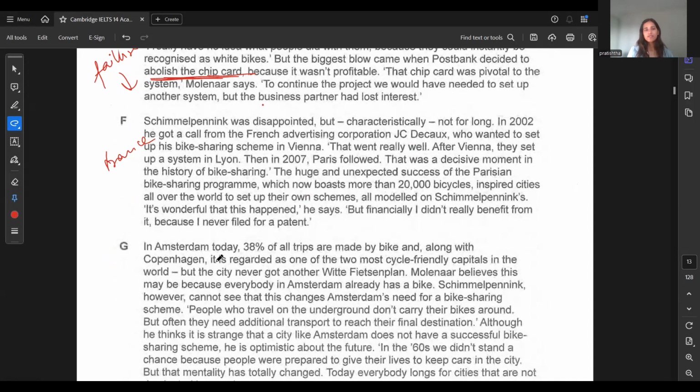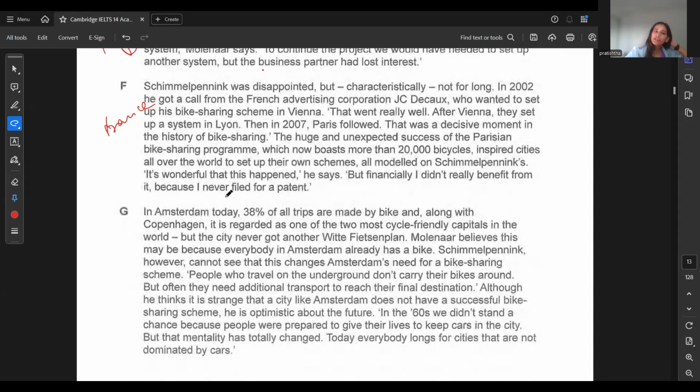This was a decisive moment in the history of bike sharing. The huge and unexpected success of the Parisian bike sharing program, which now boasts more than 20,000 bicycles, inspired cities all over the world to set up their own schemes. So now it was just financially modified, right? He never filed for a patent, and that was it, he did not earn anything on it.